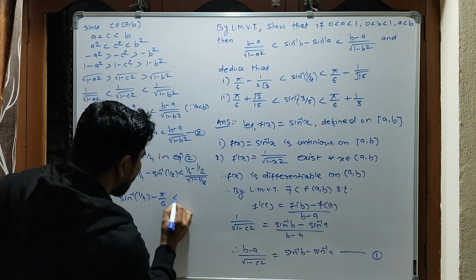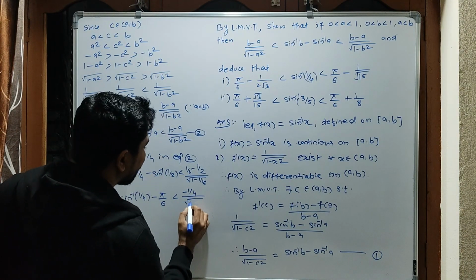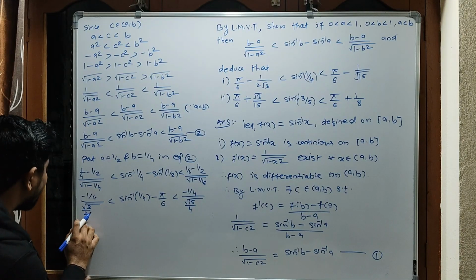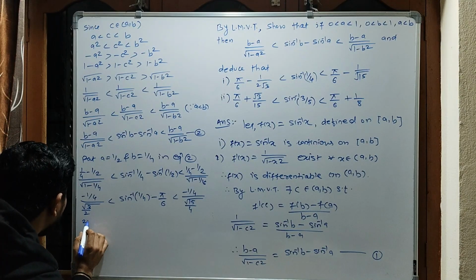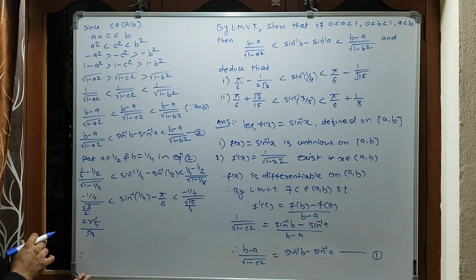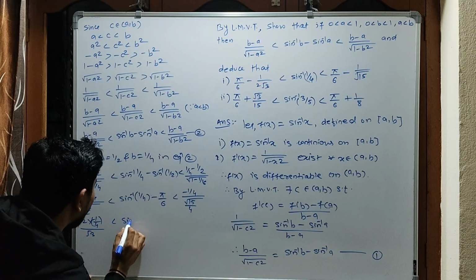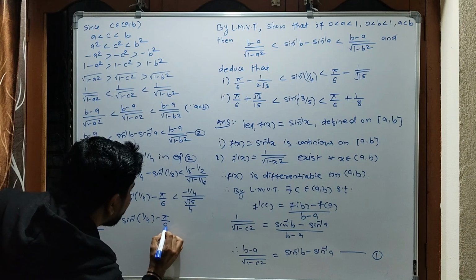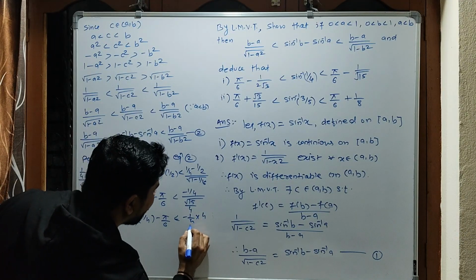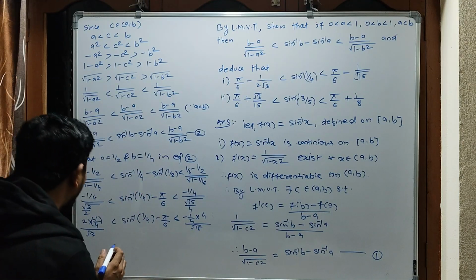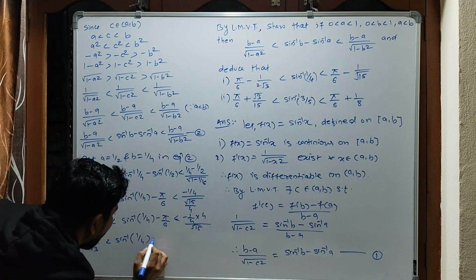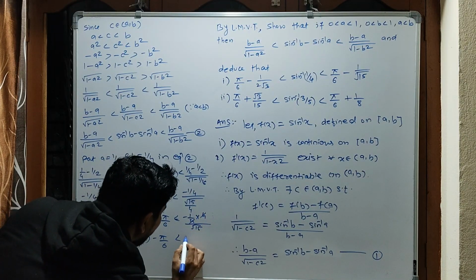So this is -π/6, less than (-1/4)/√(15/16), and √(15/16) is √15/4. So writing it out, 2 times (-1/4)/√3 is less than sin⁻¹(1/4) - π/6, which is less than (-1/4) times 4/√15. Now 2 gets cancelled, so this is -1/(2√3) < sin⁻¹(1/4) - π/6 < -1/√15, where the 4 gets cancelled.